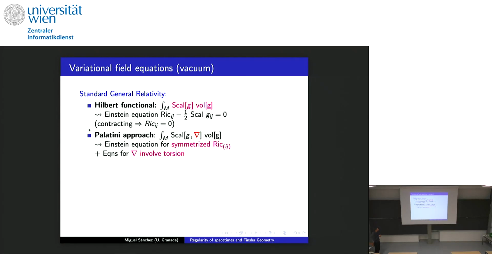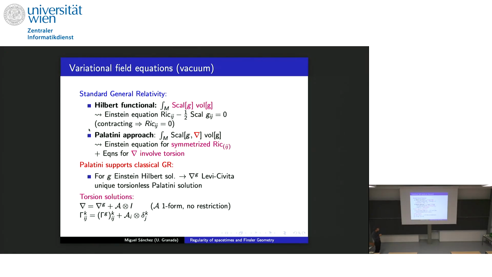Okay? In the classical general relativity, one considers the Hilbert functional, which is the integral of the scalar curvature. One has then the Einstein equation and, contracting the equation, Ricci equal to 0, just in the case of the vacuum. The Palatini approach, which was also introduced by Einstein, considers the same functional, but now where the variables are not only the metric, but the affine connection, which is not regarded as the Levi-Civita one. Okay. Then, in the Palatini approach, one obtains an equation as Einstein's for the symmetrized part of the Ricci tensor, and some connections which may involve torsion.